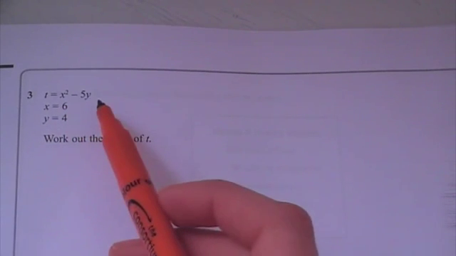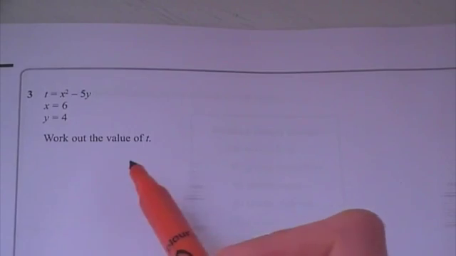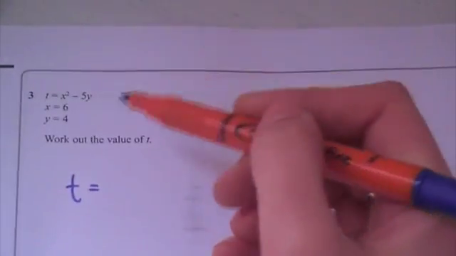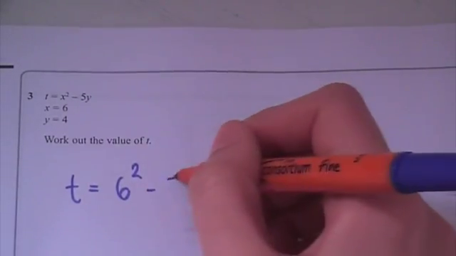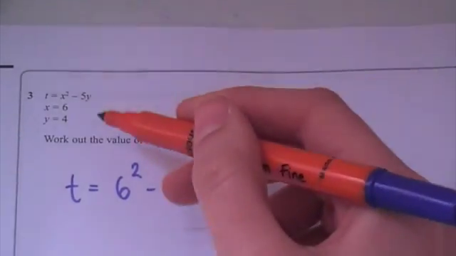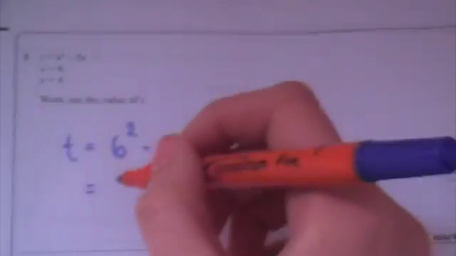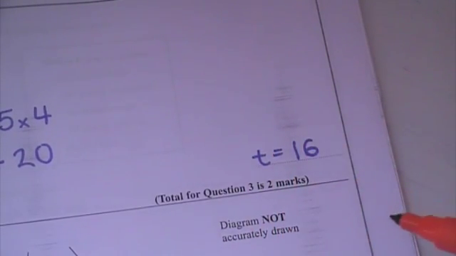Question 3. T equals x squared minus 5y. X equals 6 and y equals 4. Work out the value of t. So t equals whatever my x is squared, so 6 squared, minus 5 times whatever y is, and y is 4. So that will be 36 minus 20, which means t will be equal to 16.